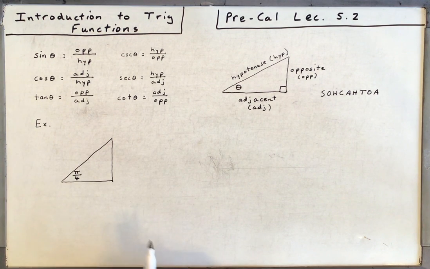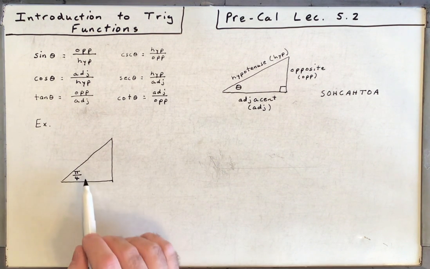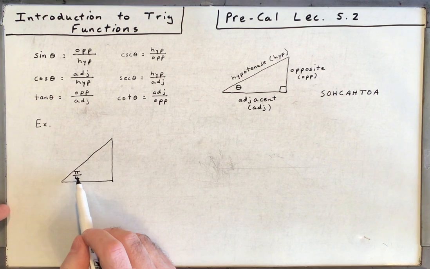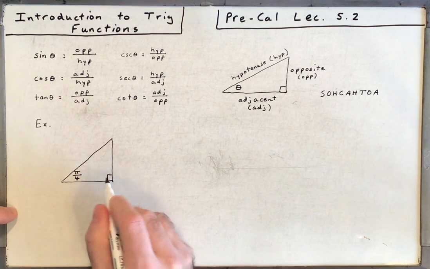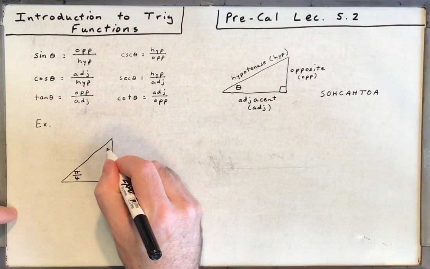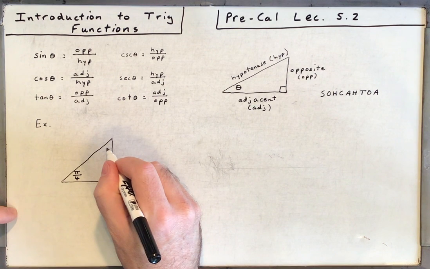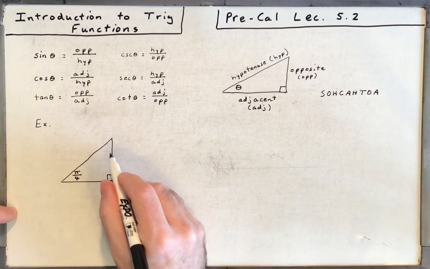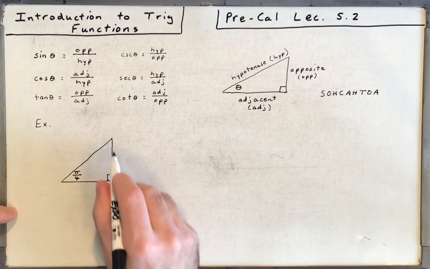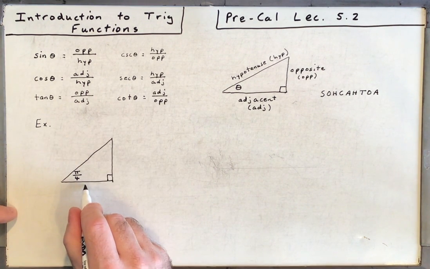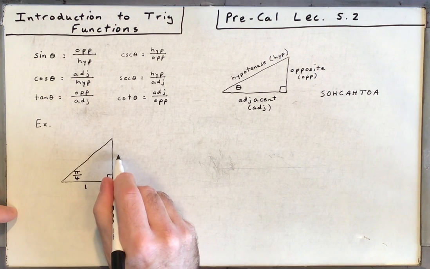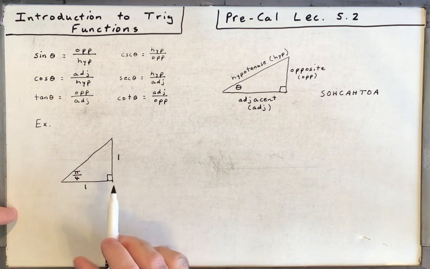Pi over 4 is a 45-degree angle. So if this is 90 degrees right here, then this would also be pi over 4, or 45 degrees. Both of them would be that. That means this adjacent side and this opposite side must be the same. So we're going to give them a length of 1. That's how we come up with the unit circle.